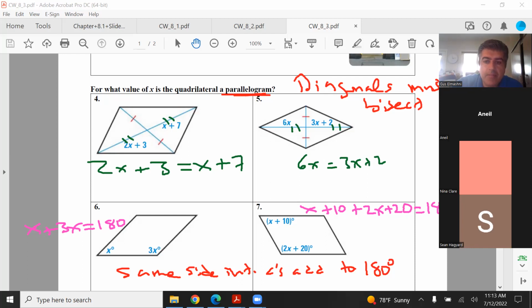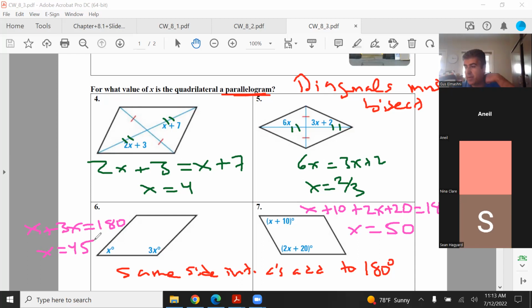Okay, hopefully you get x equals 4 here. Here should be x equals 2/3. Here you should get x equals 45. And here you should get x equals 30, I think. No, 50. Okay. It's more of an extension of parallelograms.